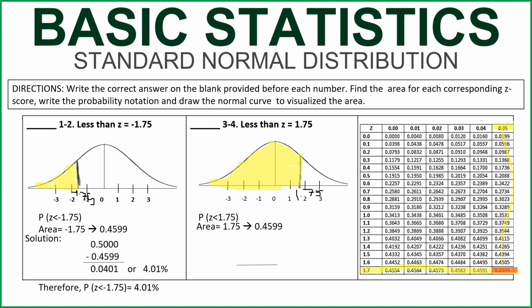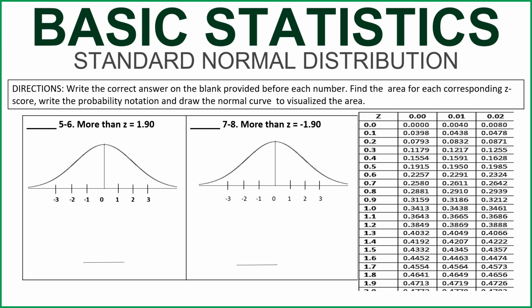So, and then, do we subtract or add 0.5 to 0.4599? Of course, it touches the mean, therefore we will add. So for the solution, we will add it. Therefore, we have 0.9599 or 95.99%. Therefore, we can say that the probability of Z less than 1.75 is equal to 95.99%.